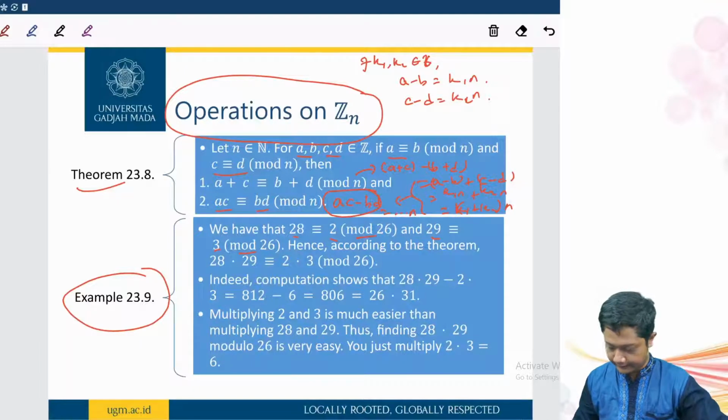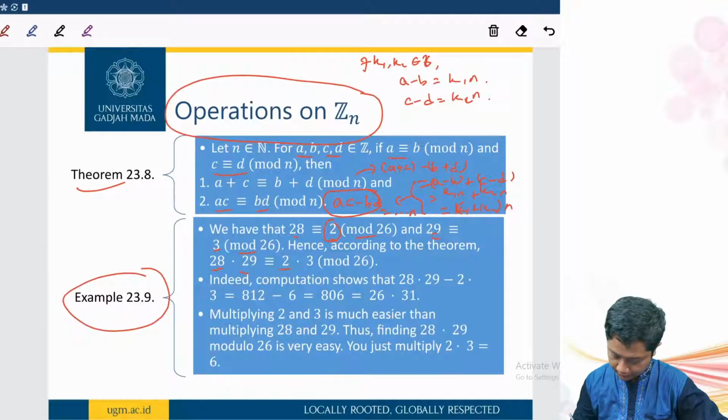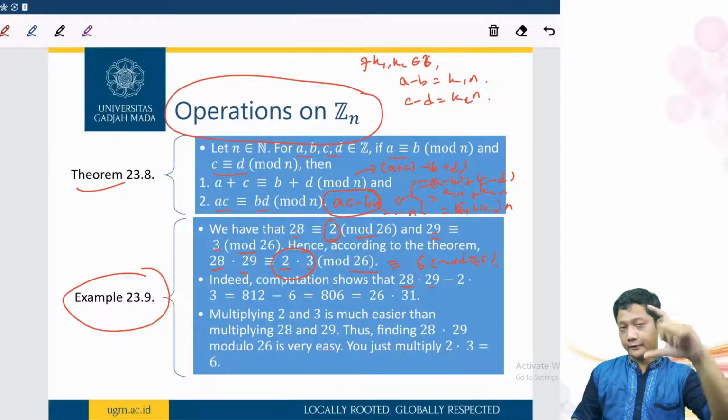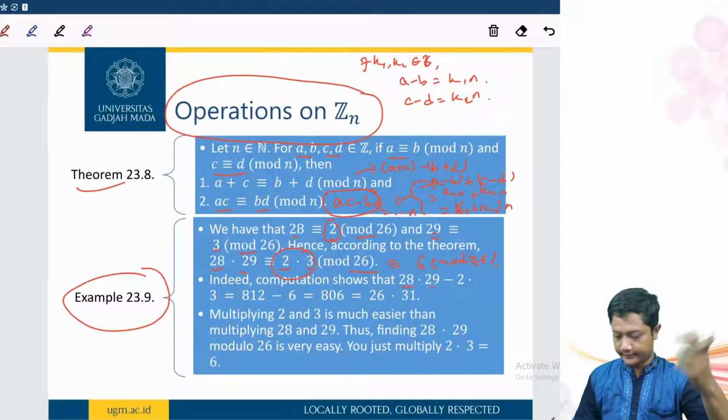But we can make it easier. How? We try to simplify it first. For example, 28 times 29: 28 is congruent to 2, and 29 is congruent to 3 mod 26. Then we just multiply these. 2 times 3 is 6 mod 26. This is much easier compared to multiplying 28 and 29. So that's the trick. Usually when we deal with Zn, we try to simplify it first, then we calculate.